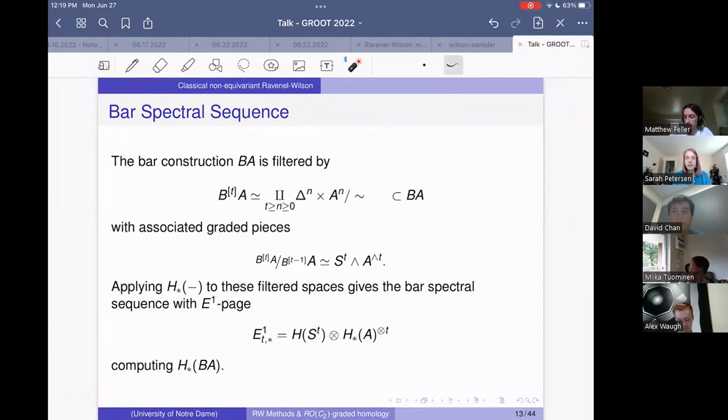So something we can do is we can filter the bar construction so that we only take pieces that have simplex topological degree T or lower, and take the associated graded pieces of that, which are T spheres smashed with T copies of our monoid A. And then we can apply homology to these filtered spaces to get the bar spectral sequence with E1 page given here. And this bar spectral sequence will compute the homology of BA.